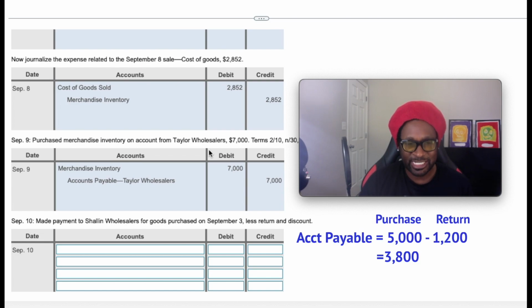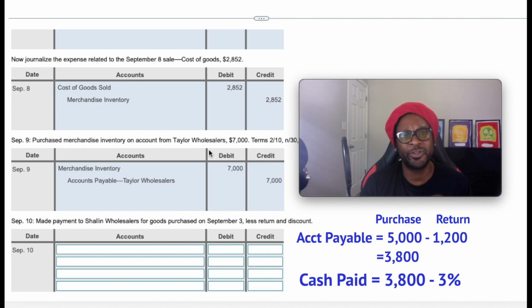How much did we initially purchase from Shallon? $5,000. Then on September 6th, we made a return for $1,200, thus decreasing our accounts payable. So if we subtract $1,200 from $5,000, that will tell us exactly how much we owe, which is a total of $3,800. But remember, gang, we made this payment within the discount terms, which means that we're actually not going to pay the cash amount of $3,800. We're going to pay the cash amount of $3,800 minus the discount.